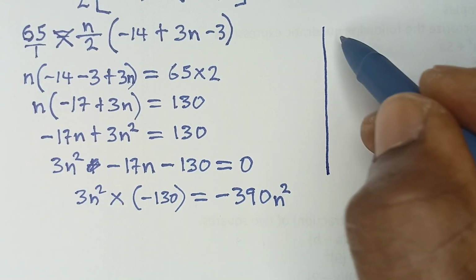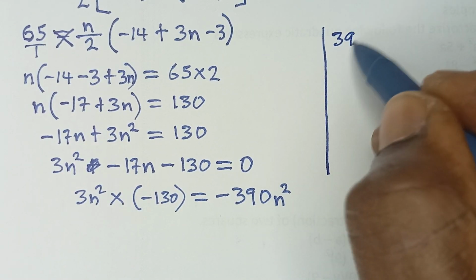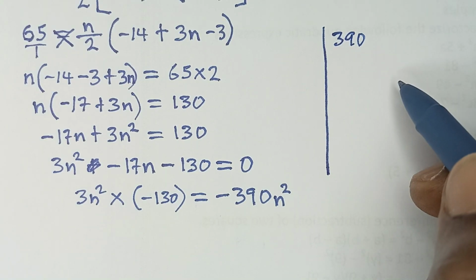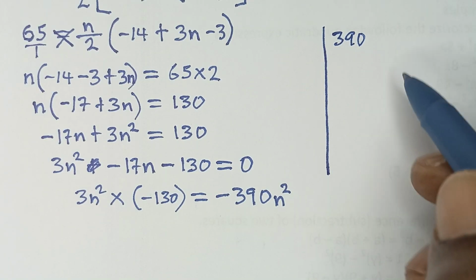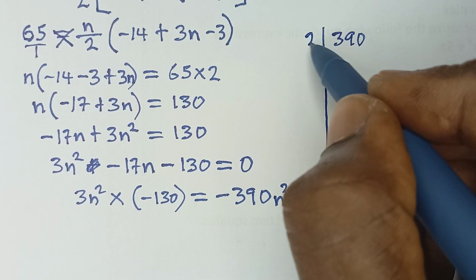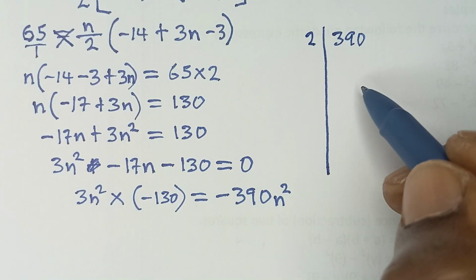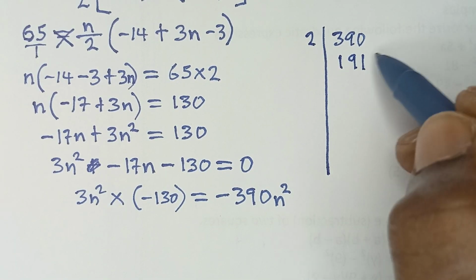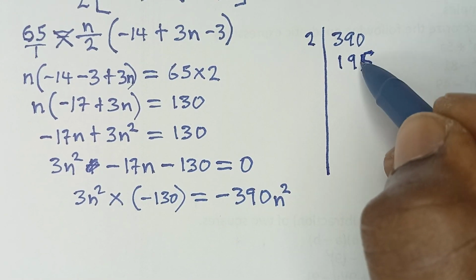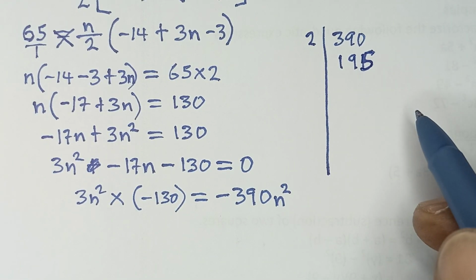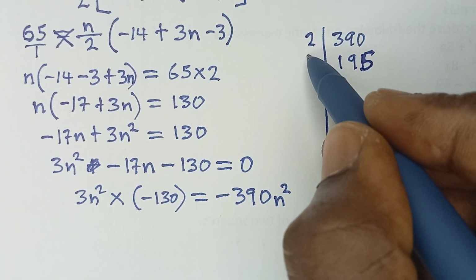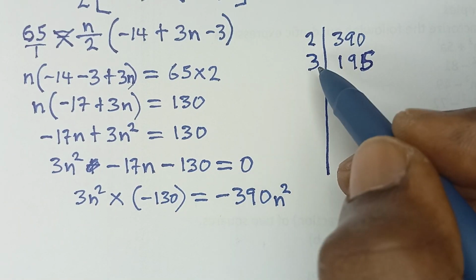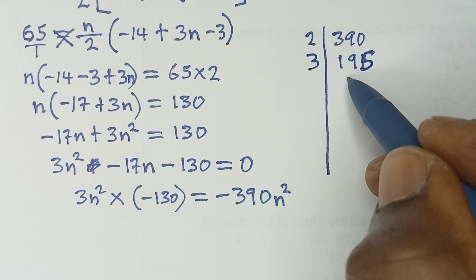So here I can simply write 390. The first thing that can go in 390 is 2. 2 can go in 390, and that will give me 195. And then the next number that can go in 195 is 3. The 195 can divide 3, and that will give us 65.